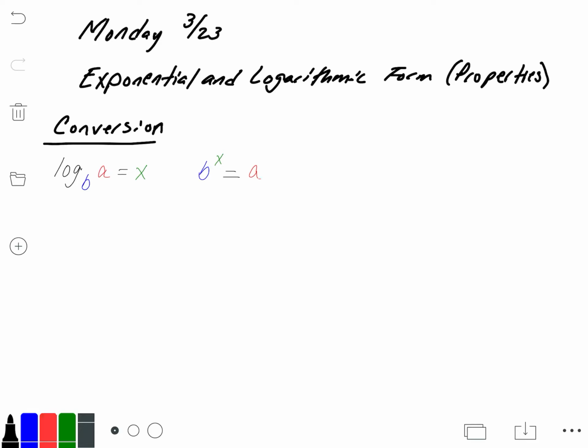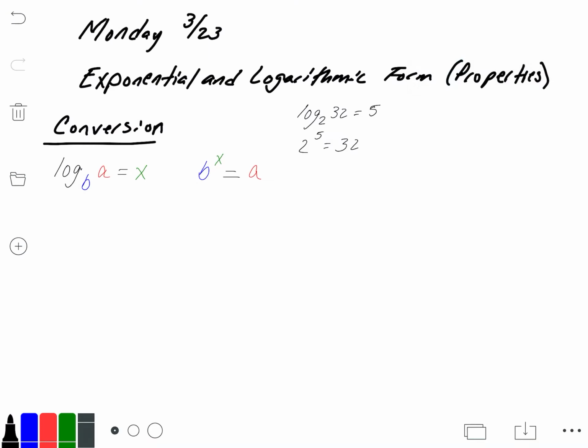So for instance, if you had log base 2 of 32, that equals 5 if you type it into the calculator, and you wanted to turn that over into exponential form. All you have to do is this: 2 is the base of the log, so 2 becomes the base of the exponent, and then the other two things switch sides. So 5 comes to the left, 32 goes over to the right. And if you check it, 2 to the 5th is definitely 32. That is our main conversion. You're going to be doing some problems going back and forth between conversions.